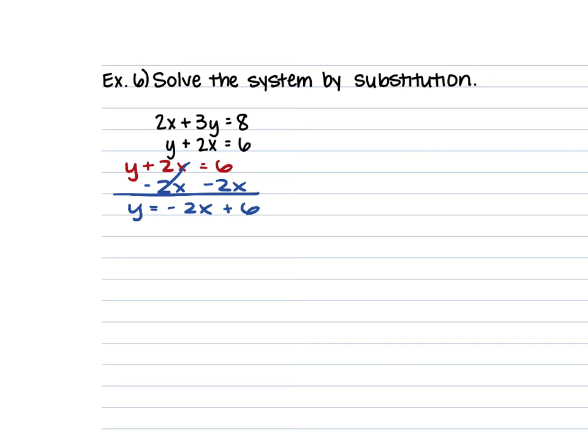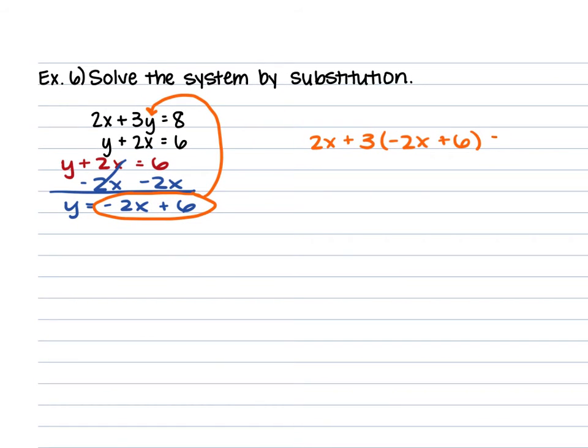Now that I have what y is equal to, I'm going to take that expression, that negative 2x plus 6, and plug it in for y in the opposite equation. So I'm going to take that 2x plus 3 times y, which is negative 2x plus 6, is equal to 8.